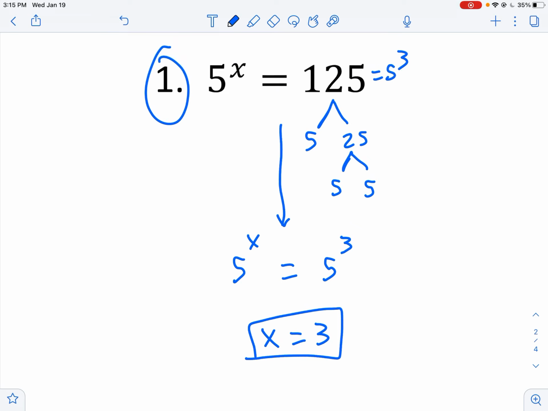All right. And that's the basic idea. That's what's going on your assignment.